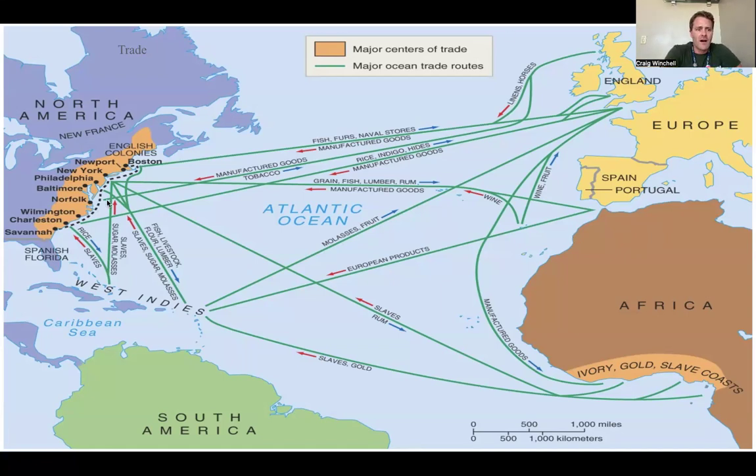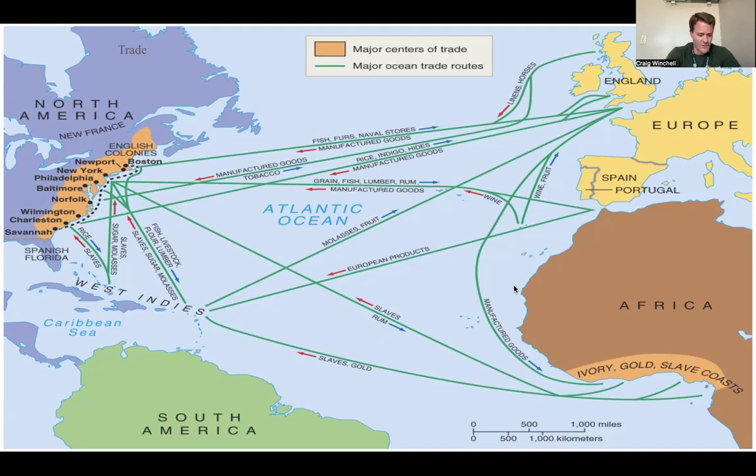So as we can see, the colonies are going to provide raw materials to England and to Africa, things like fish and tobacco and rice, right? And as you can see, everything coming back this direction, right to left, is manufactured goods. So we see one impact of the Navigation Acts is the availability of manufactured goods and a place to sell markets and goods. We also see this increasing the slave trade dramatically.